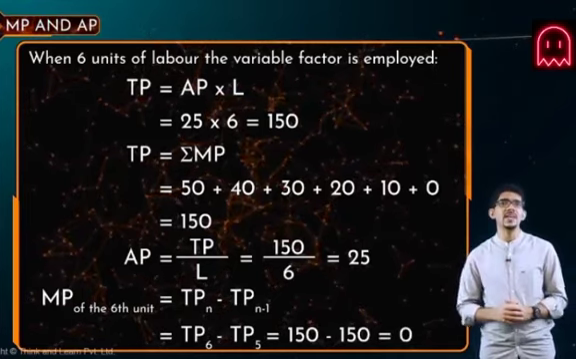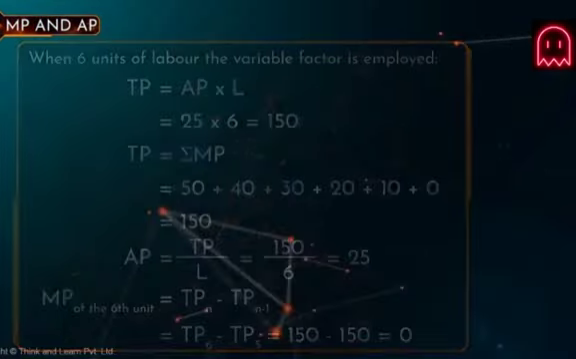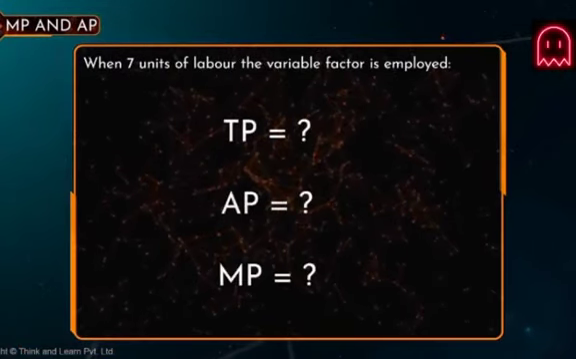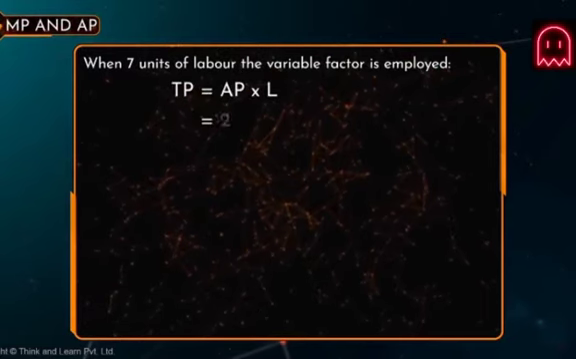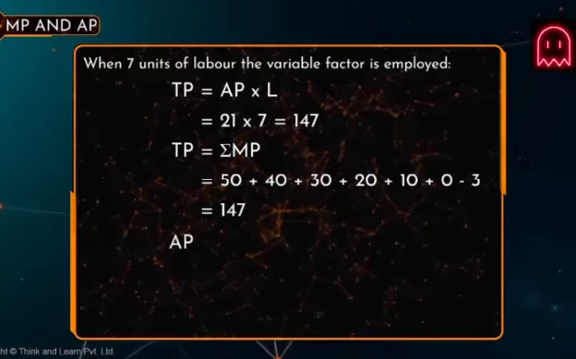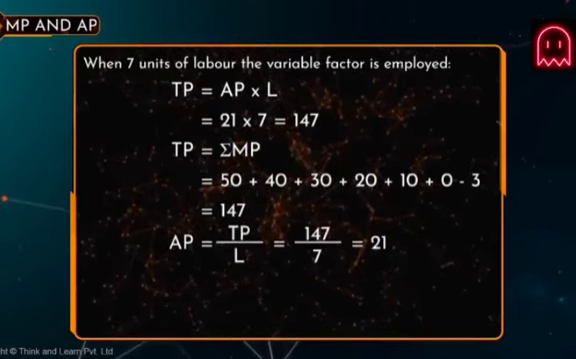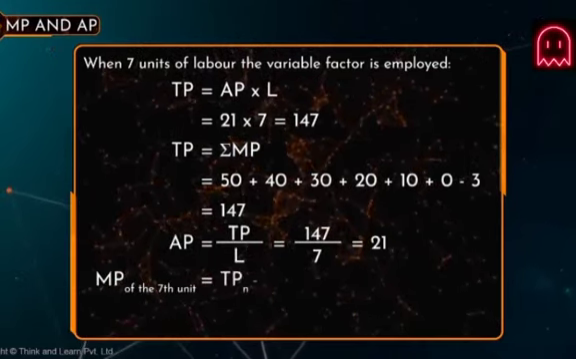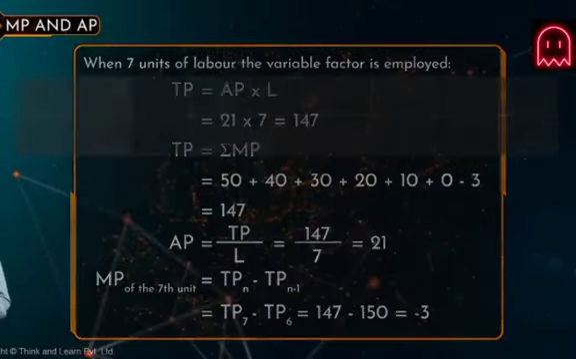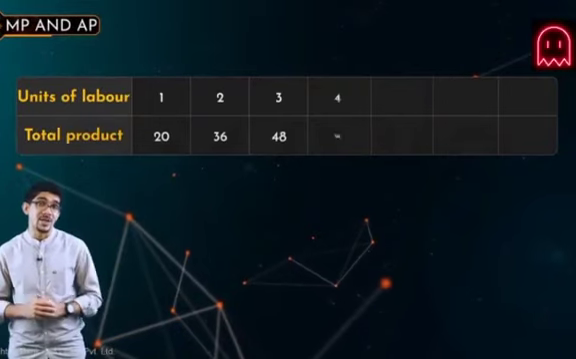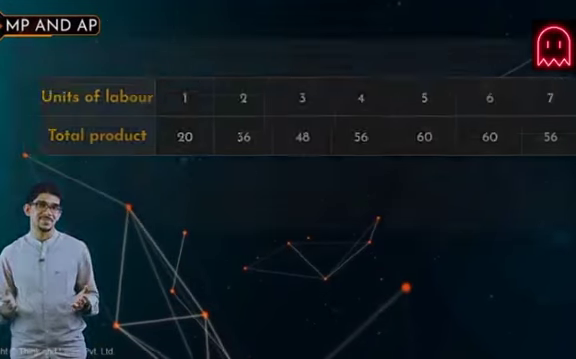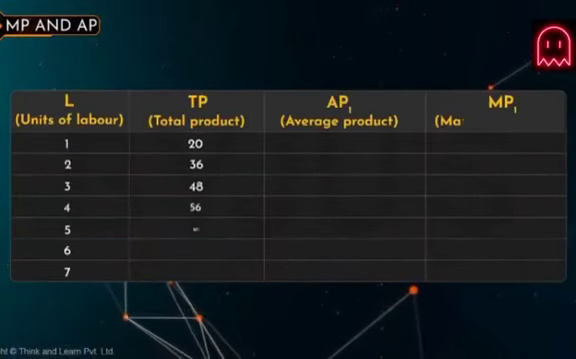In the same way, we can repeat this process for the point at which 7 units of labor are employed. Try to find the TP, AP, and MP at this point. Now, try solving this example once by yourself. The solution would look like this.